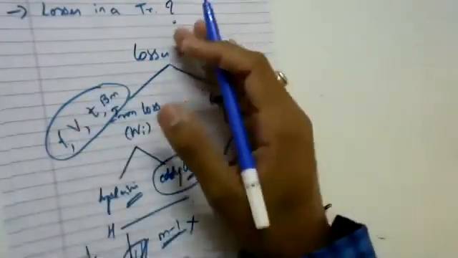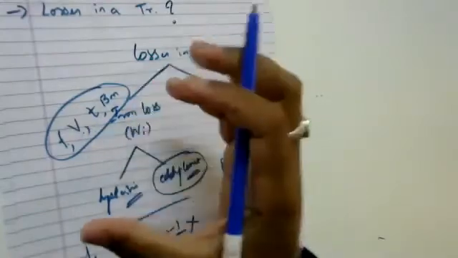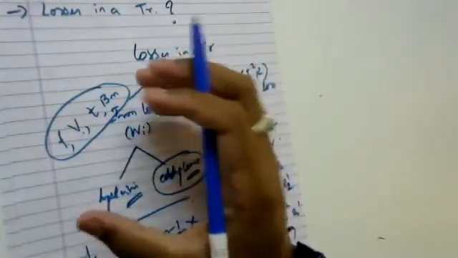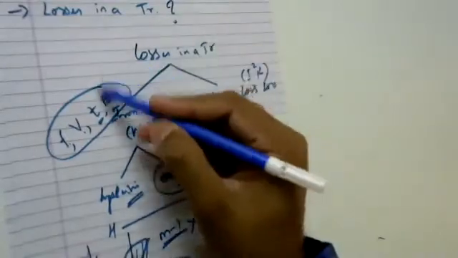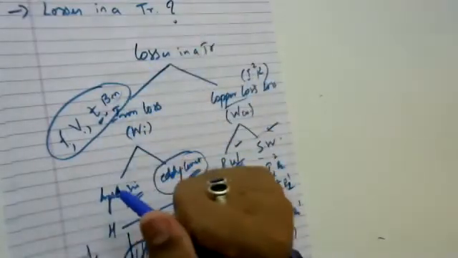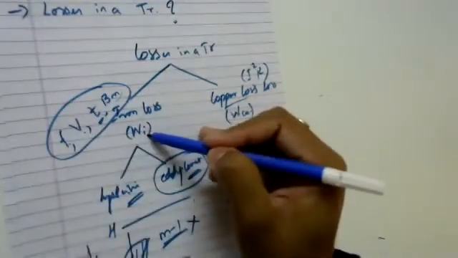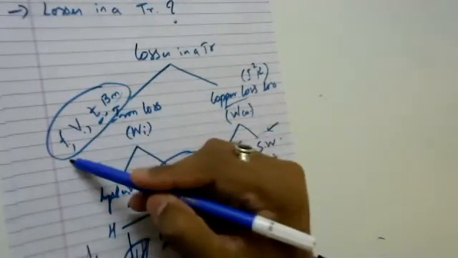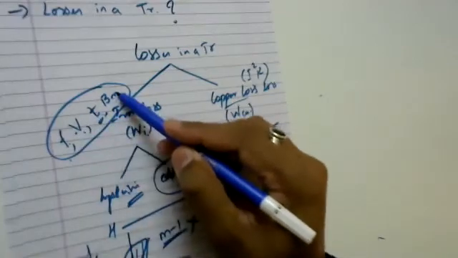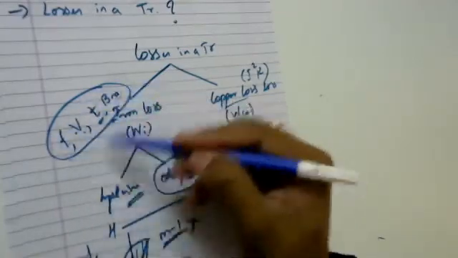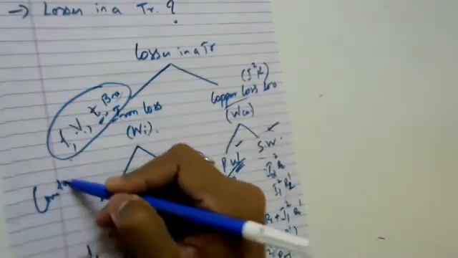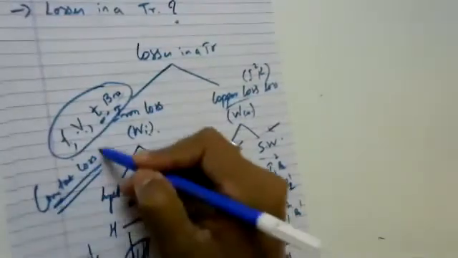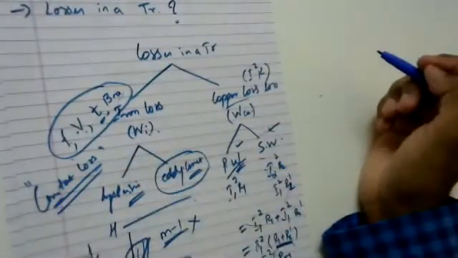If you observe these parameters, what are they? Frequency of the given supply is constant. Volume, once the machine is constructed, will remain the same. Thickness of the laminations, once used, will remain the same. Magnetic flux density is also a constant parameter. Since your iron loss depends on frequency, volume, thickness, and magnetic flux density, which are all constant parameters, your iron loss is said to be a constant loss. Very important. It can also be called a constant loss.